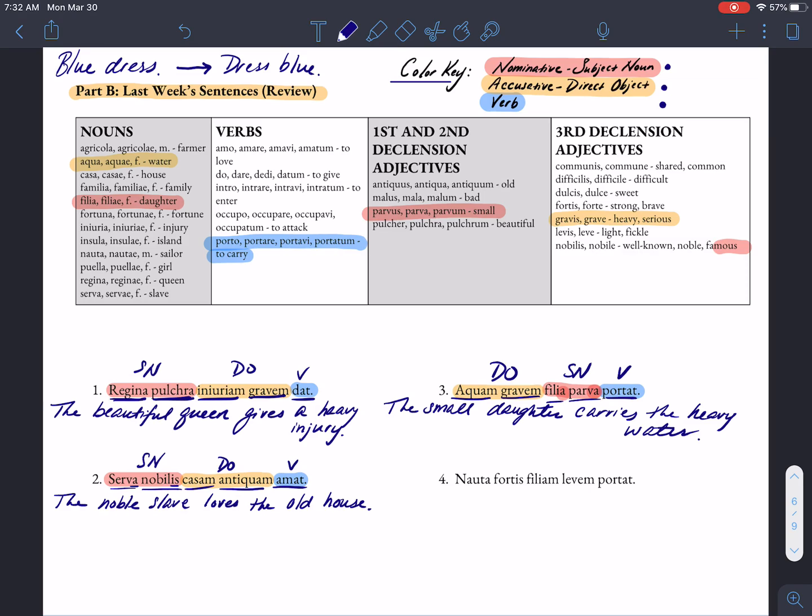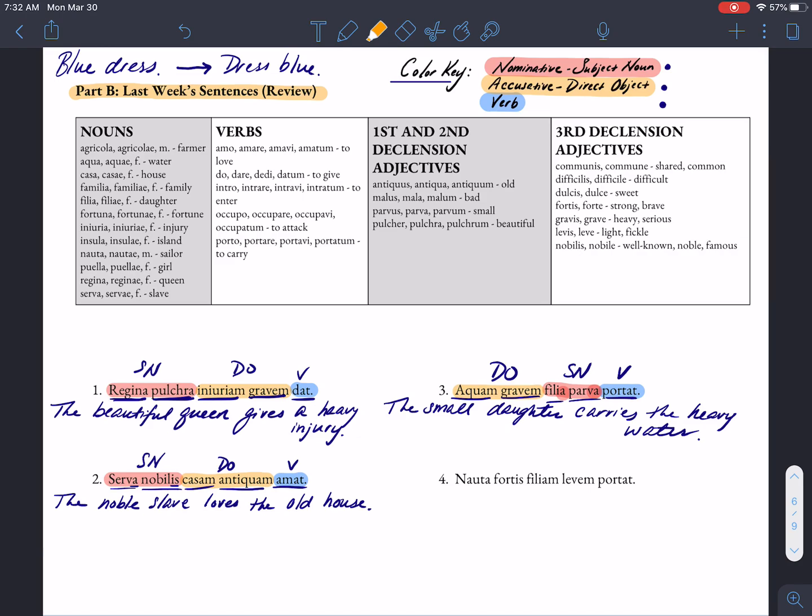Okay, so that's your translation. And again, we did the markup, figured out what vocab we needed, and then we translated. That's the order you should do these in. All right, and number 4, nauta fortis filiam levem portat.